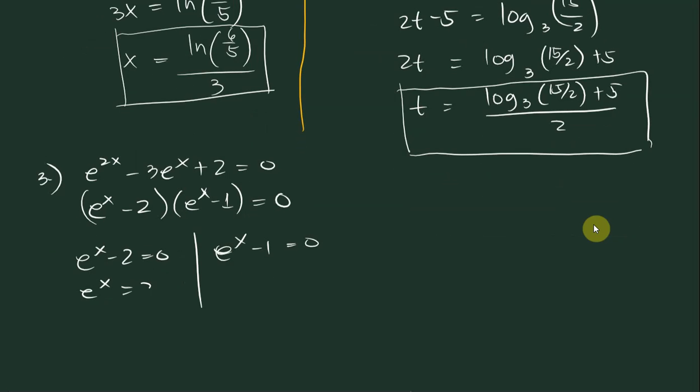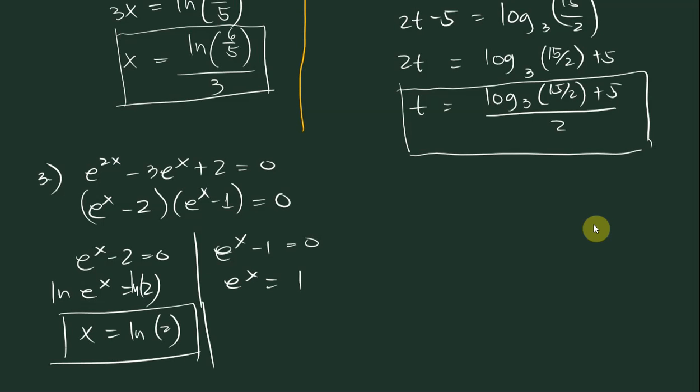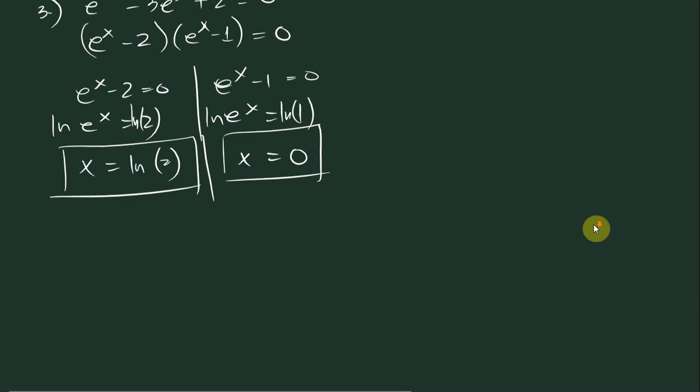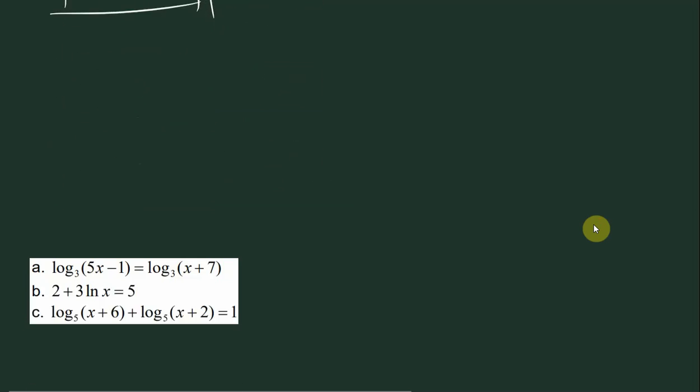So now e raised to x is equal to 2, or e raised to x is equal to 1. And now how do we find x? So we take the ln of both sides. So we will get x is equal to ln 2. Okay, for the other side, we take the ln of both sides. So we will get x, and ln 1 is, we know that to be 0. Okay, so those are your answers for those exponential equations.